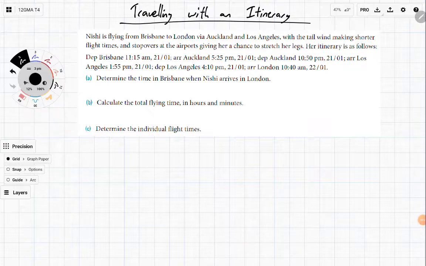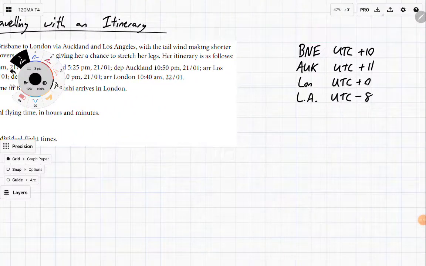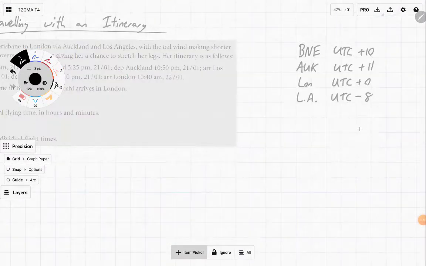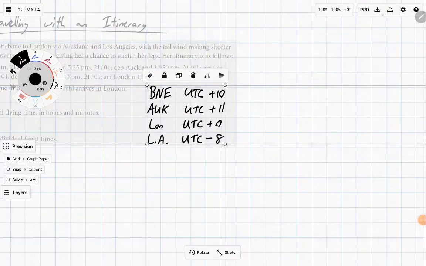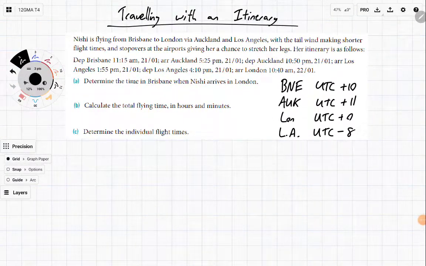Alrighty. So, first thing we need to know is all of the unit conversions, okay? So, for Brisbane, we're using UTC plus 10. For Auckland, it's going to be UTC plus 11. For London, it is UTC plus 0. And for LA, it is UTC minus 8, okay? But for part A, we don't need to do much. We just need to work out the departure time, the arrival time in London, but we want it in Brisbane time, so we want it in UTC plus 10.